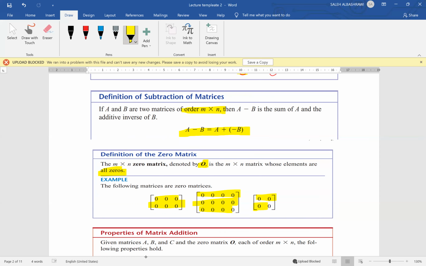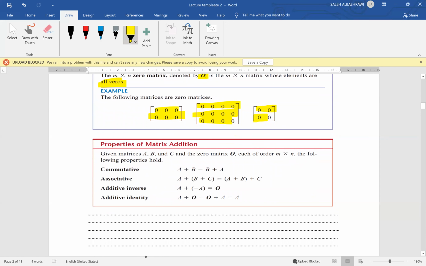For the properties of addition, first one, it is commutative. It means A plus B equals B plus A. It is like for the real numbers, 2 plus 3 equals 3 plus 2. Because this is commutative, we can apply the same thing for matrices. Associative: A plus B plus C together is equal to A plus B together plus C. Additive inverse: A plus minus A will give me O, where all of the elements are equal to 0.